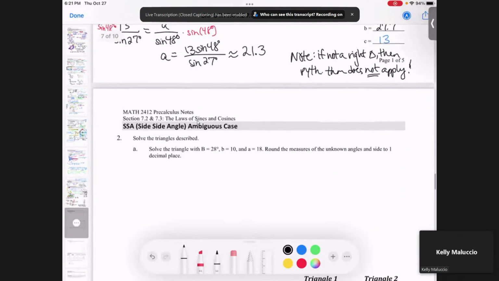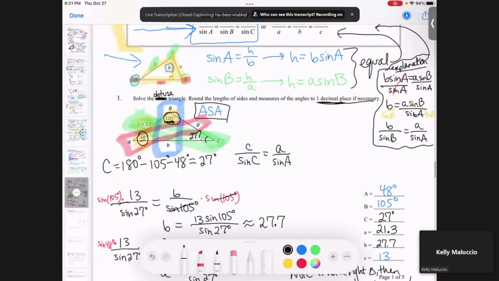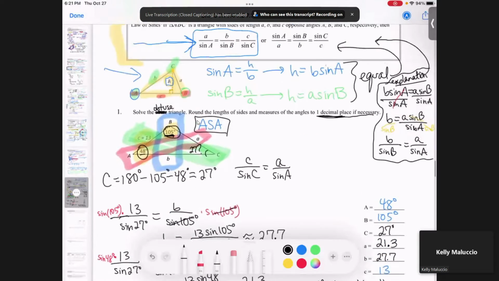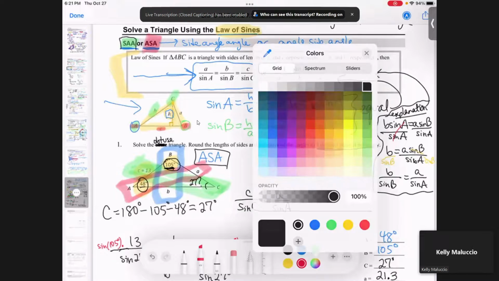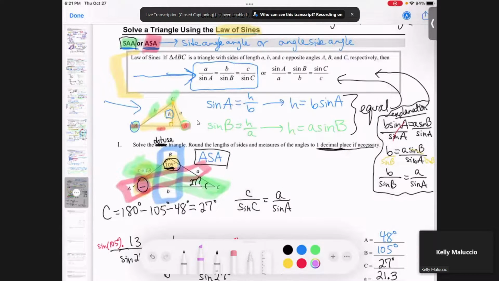So now, this was angle, side, angle, and this would also work if we were given side, angle, angle. So if they gave us these two the same, okay, so let me just try to highlight in some other color. If they gave us, oh wow, that was just not good.